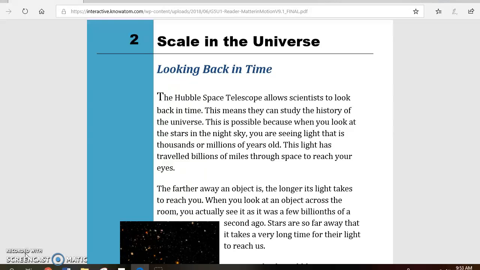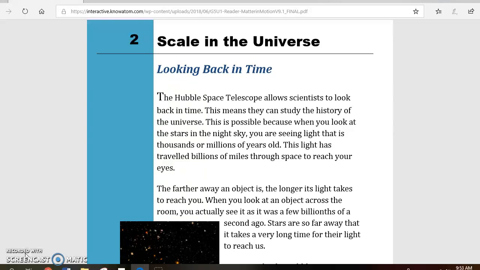Scale in Universe, Looking Back in Time. The Hubble Space Telescope allows scientists to look back in time. This means they can study the history of the universe. This is possible because when you look at the stars in the night sky, you are seeing light that is thousands or millions of years old. This light has traveled billions of miles through space to reach your eyes. The farther away an object is, the longer its light takes to reach you.